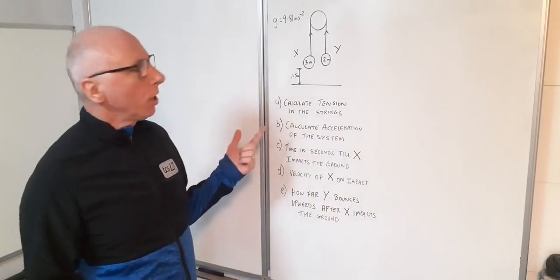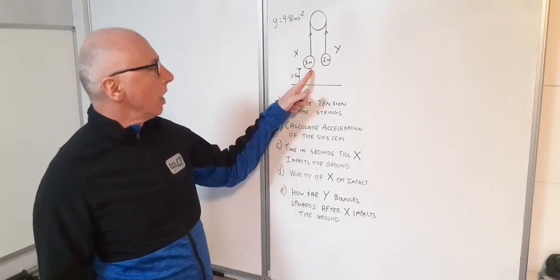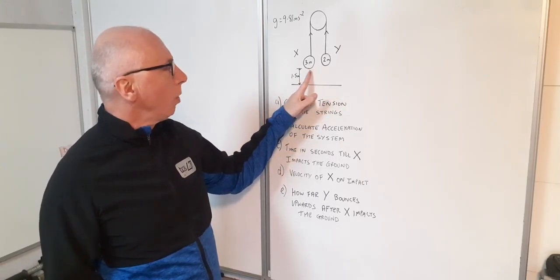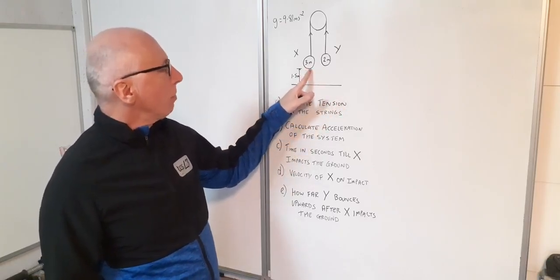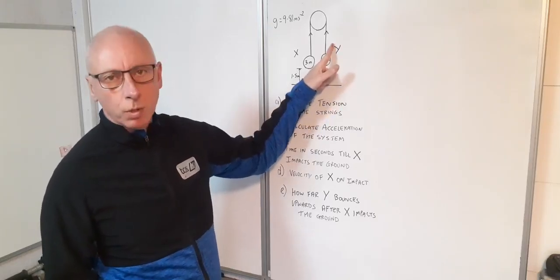So in this question we've got a pulley system which is set 1.5 metres off the ground, and there's two weights dangling off the end of each side of the pulley system, one of mass 3m, one of mass 2m. And what's going to happen is 3m is going to fall to the ground, and 2m is going to go upwards.